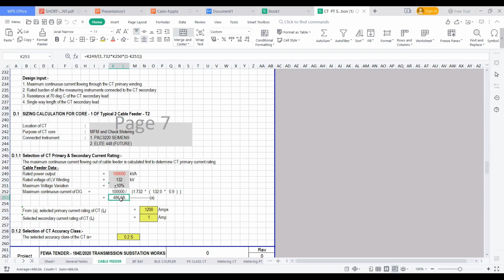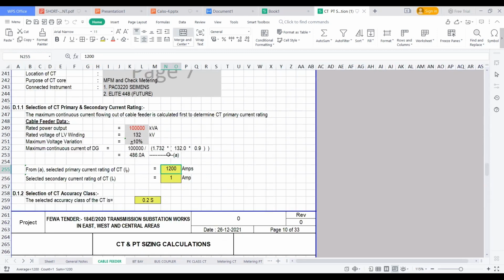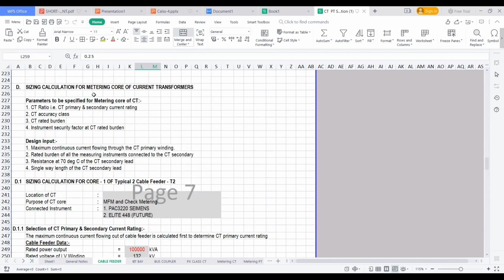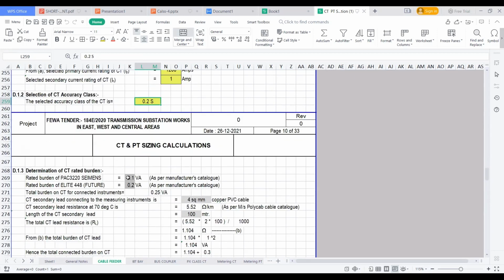I'm calculating the rated current, which is 486. For the time being, this was before I changed some other classes, so there is some discrepancy here, but just see the flow. I am selecting a 1200 by 1 amp CT for this application. As I said, I am considering a 0.2S class CT here for the metering. 0.2S is the accuracy class of the CT.